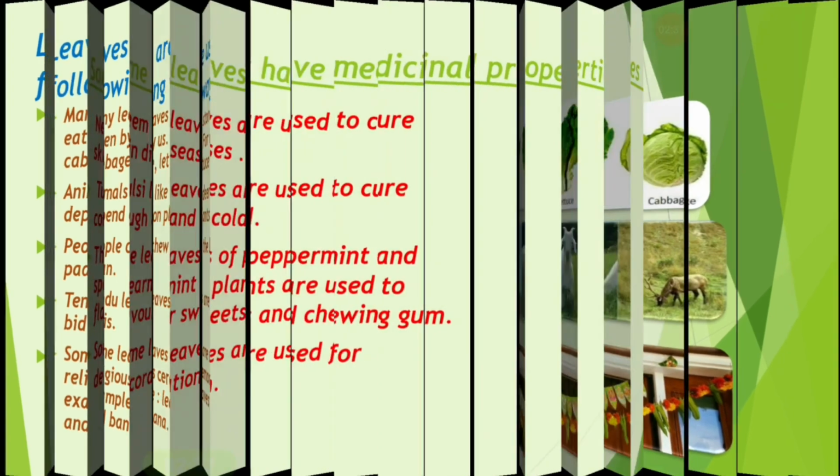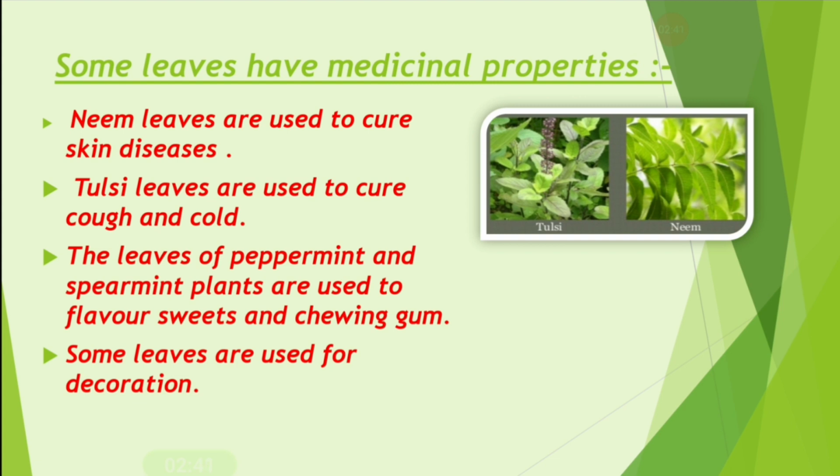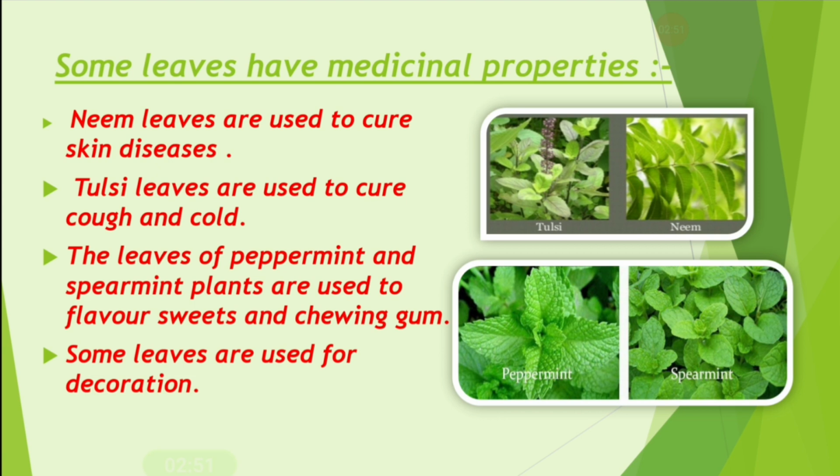So let's move to our next topic, which is that some leaves have medicinal properties. Neem leaves are used to cure skin diseases. Tulsi leaves are used to cure cough and cold. The leaves of peppermint and spearmint plants are used to flavor sweets and chewing gum. Some leaves are used for decorations.